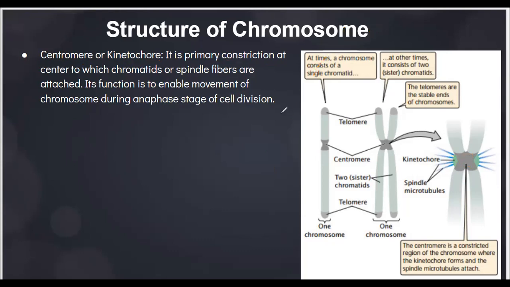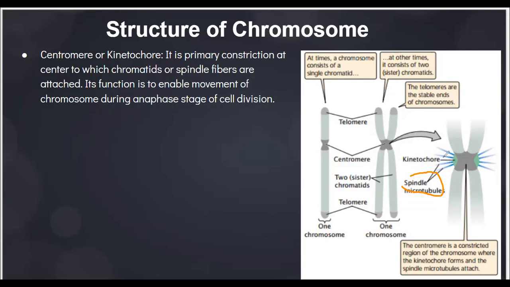Imagine there are 2 sticks, or let's say 4 sticks, and you tie that bundle of sticks with a thread in the middle. So you are making a bundle of those sticks, tying it in the middle with thread. That tying up, you can imagine as a centromere or a kinetochore. So it is the primary constriction at the center, to which chromatids or spindle fibers are attached. From there, the spindle fibers or chromatids will come out.